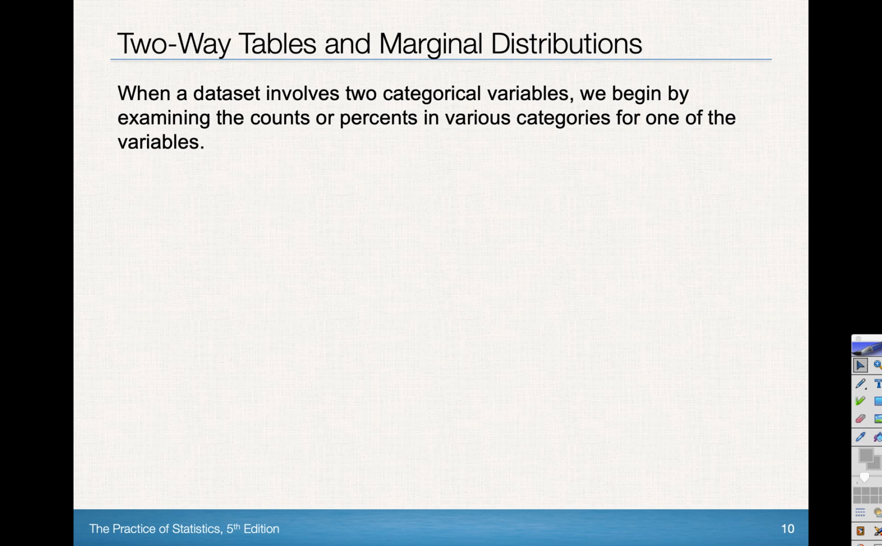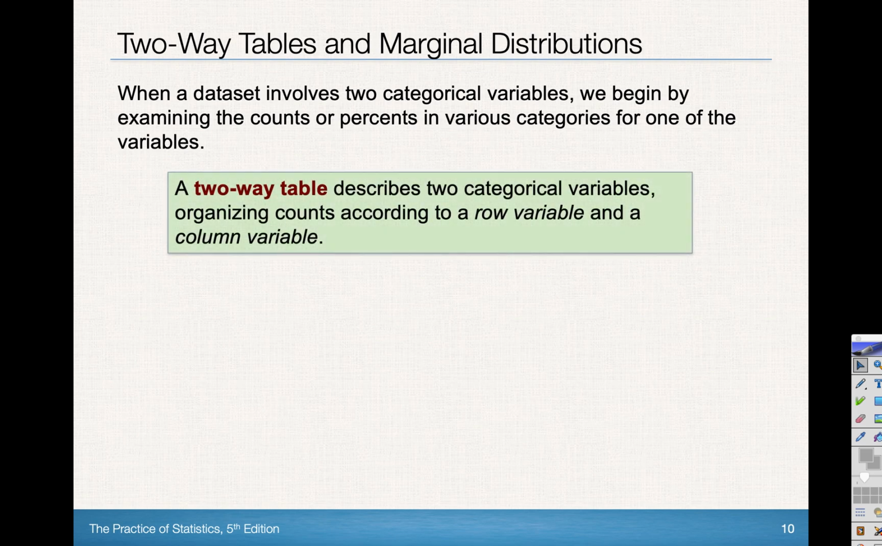Sometimes we want to look at a data set that involves two categorical variables. And when we do this, we can analyze what's called a two-way table. A two-way table describes two categorical variables and organizes counts according to a row variable and a column variable. So I have a row and a column. Each of them will represent one of my two categorical variables.